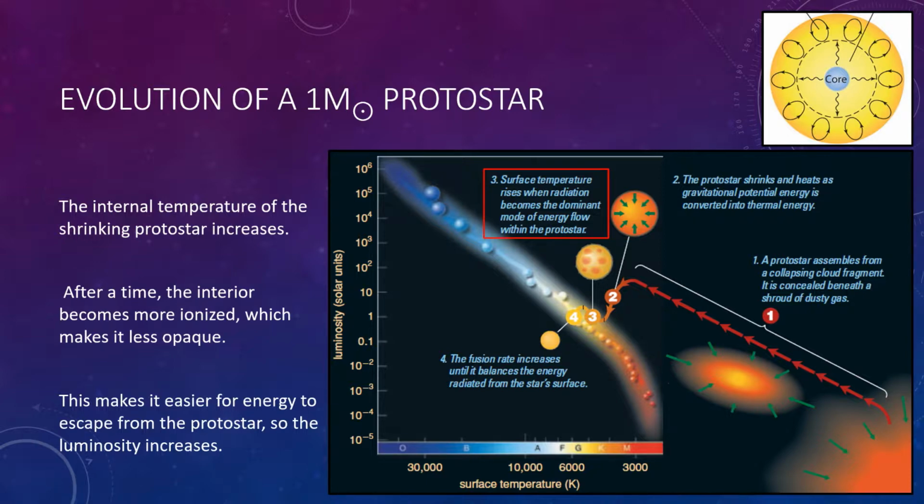This makes it easier for energy to escape from the protostar, so the luminosity, that is the rate at which energy is emitted from the surface, increases. So it eventually becomes warm enough that it becomes less opaque because of the ionized particles, and because it's less opaque, energy can escape more easily, so its luminosity now starts to increase again. As a result, the evolutionary track for a 1 solar mass protostar in the HR diagram begins to bend upward toward a higher luminosity, and to the left because the temperature is still increasing, caused by this increased energy flow.